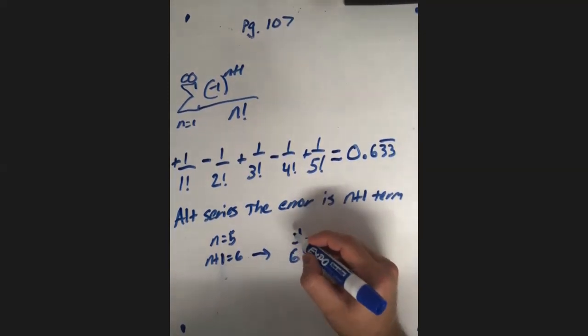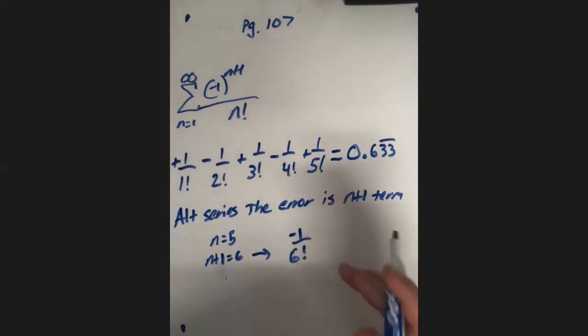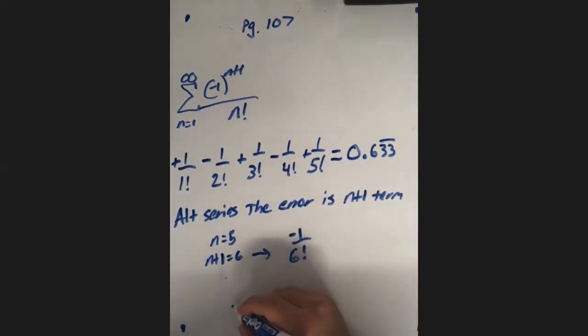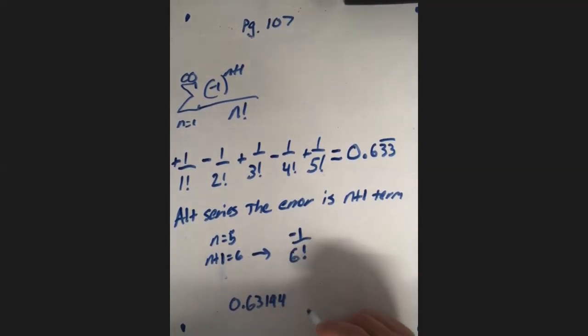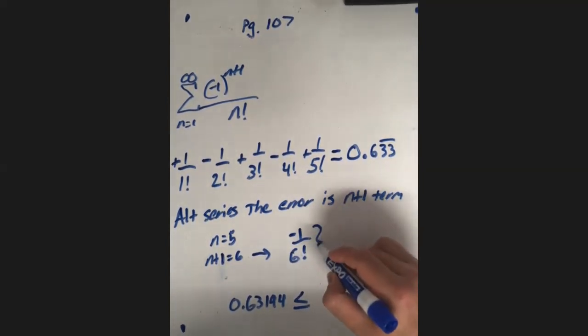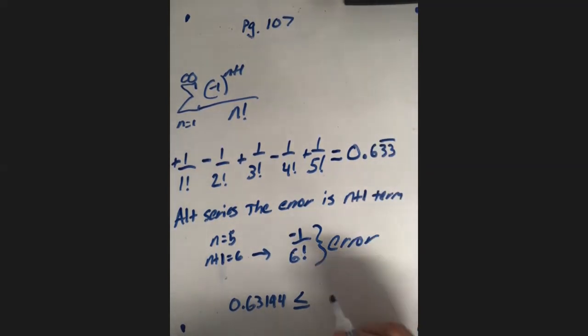Actually, sorry. It's going to be negative 1 over 6 factorial. Very, very small number. When I take that number and I add it to my series, I'm going to get 0.63. And this would be a calculator problem, obviously, you guys. Okay, so this is my error. And a range is just adding that error to account, okay?